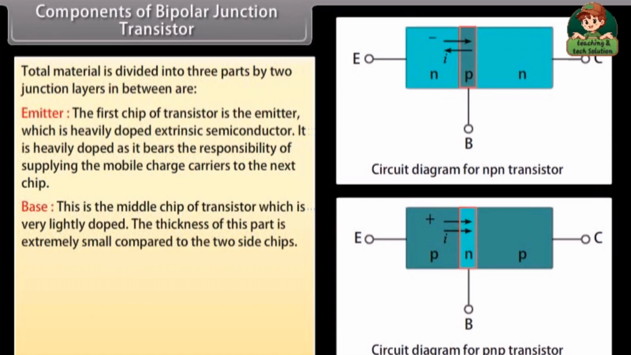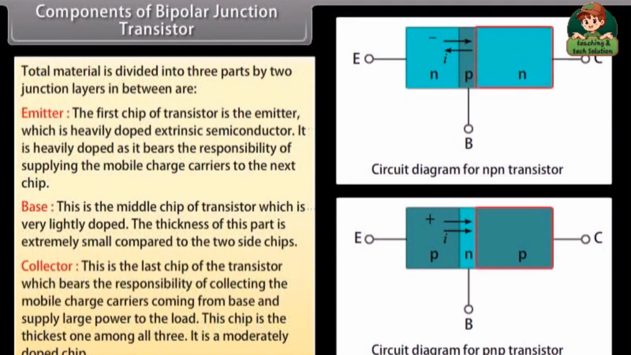Base. This is the middle chip of the transistor, which is very lightly doped. The thickness of this part is extremely small compared to the two side chips. Collector. This is the last chip of the transistor which bears the responsibility of collecting the mobile charge carriers coming from the base and supplies large power to the load. This chip is the thickest one among all three. It is a moderately doped chip.